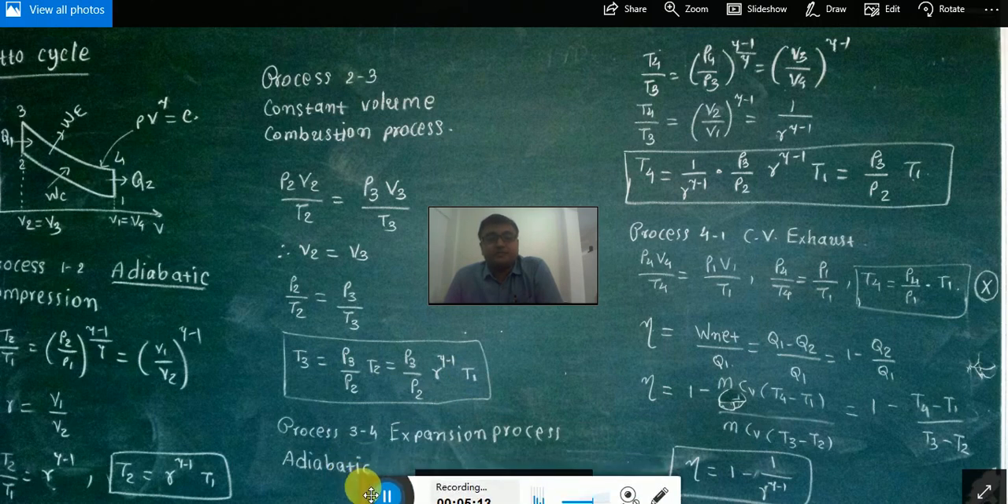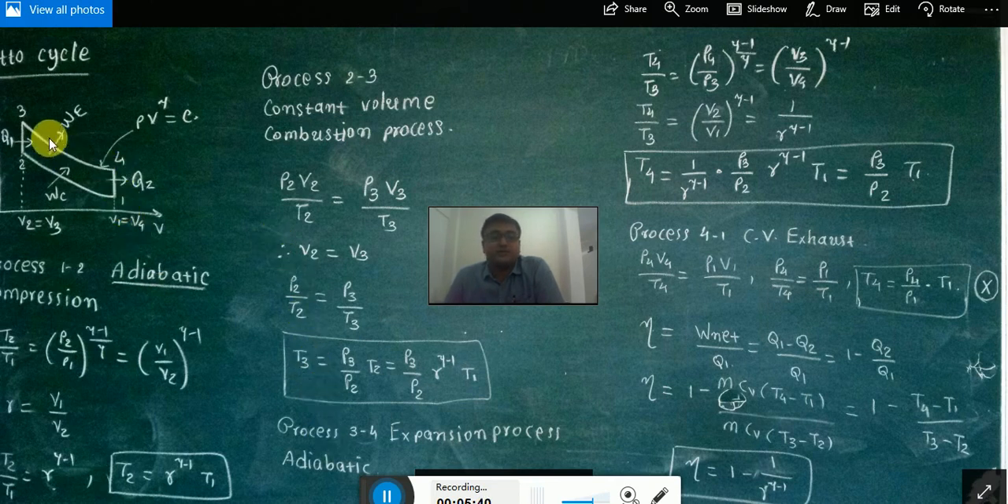Sometimes students have difficulty with the constant volume process and the adiabatic process. So keep in mind that whenever the word adiabatic is used, we use this equation. And whenever there are constant volume and constant pressure processes, we use this equation for deriving the temperature value.